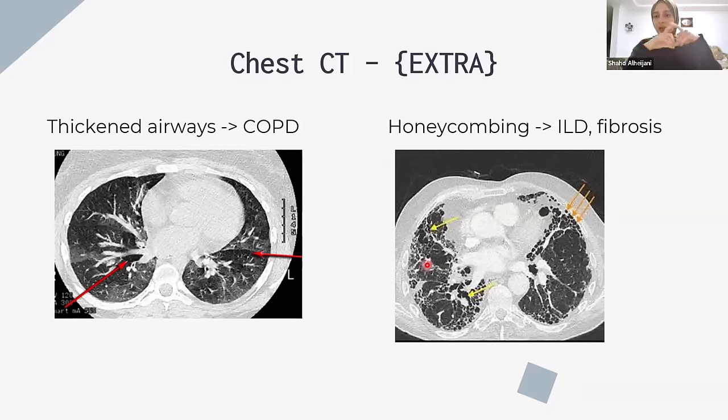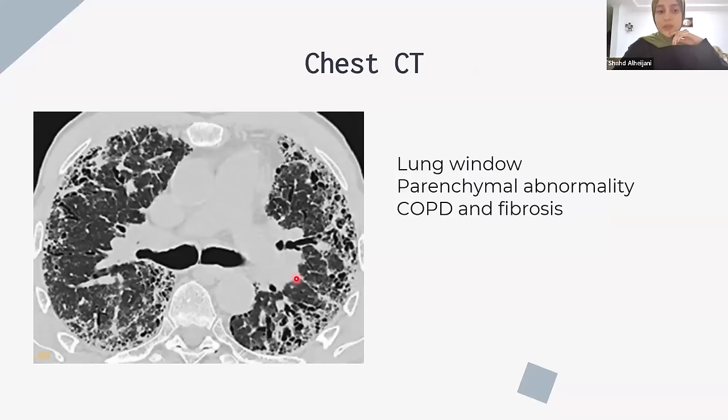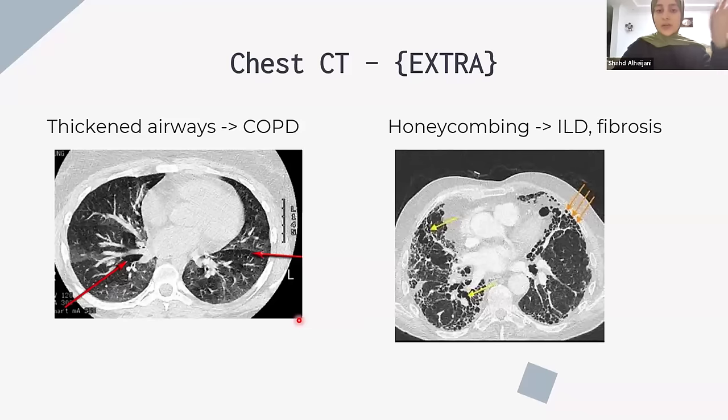So you know what the honeycomb looks like? You can see the lungs will look like honeycombs. So this indicates fibrosis. And thickening in the airways indicates COPD, chronic obstructive pulmonary disease. So the patient here has both. It has COPD, bronchiectasis, fibrosis, because you can see the honeycombs. So everything is going on in this patient.